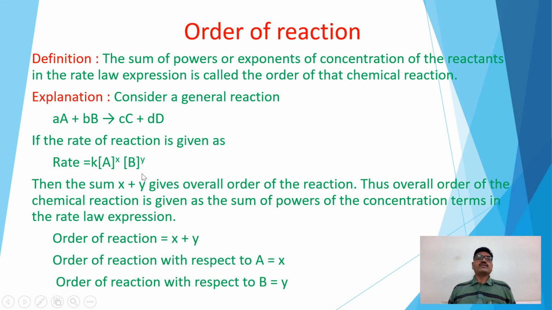That is just the sum of the powers or the exponents of the concentration terms which are used in the rate law expression. So therefore order of reaction is just X plus Y, whereas order of reaction with respect to A, see here X, the order of reaction with respect to the first reactant A is X and order of reaction with respect to B is Y, and the overall order of this general reaction is nothing but X plus Y.